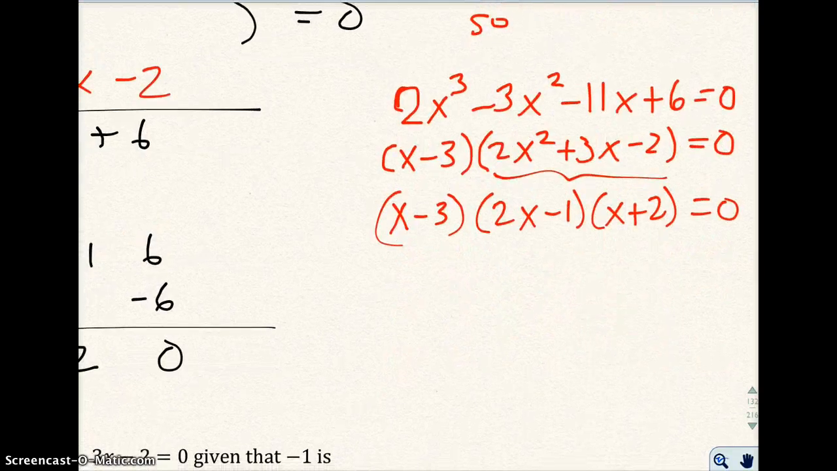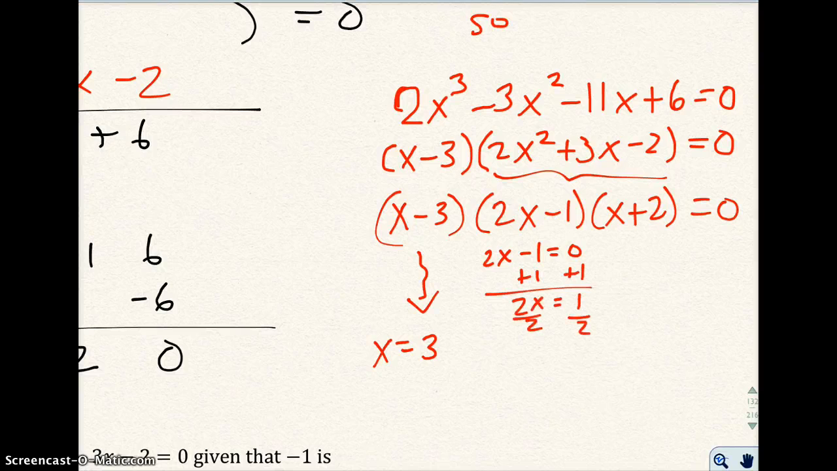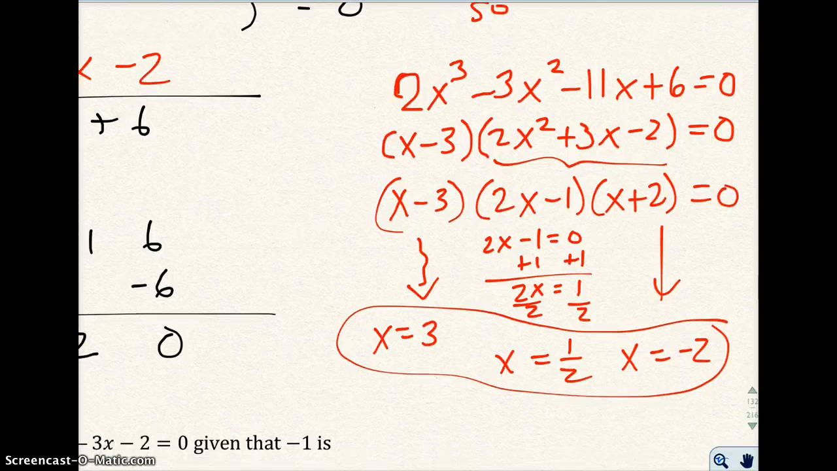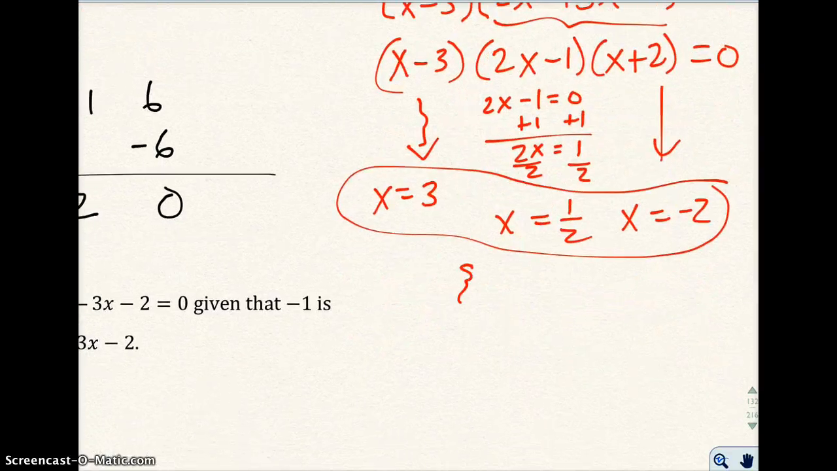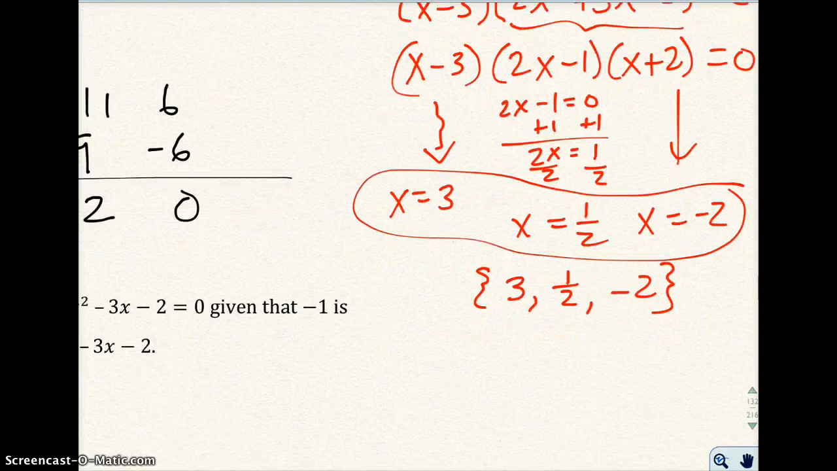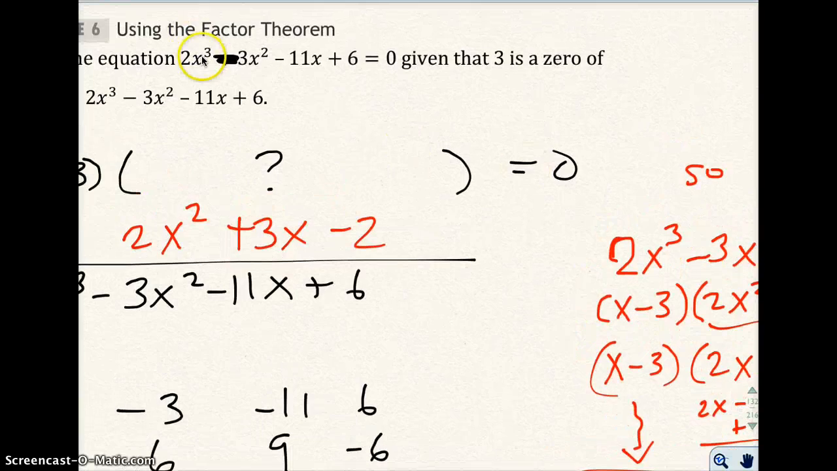That means I have my zeros. I know this one's going to give me x equals 3, and when I solve this, x equals 1/2, and x equals negative 2. So those are all my zeros. In my math lab, they'll ask you for all the values: 3, 1/2, and negative 2. If you really think about this carefully, these are all the solutions, all the values that can fit in here that would make this equation equal to 0.